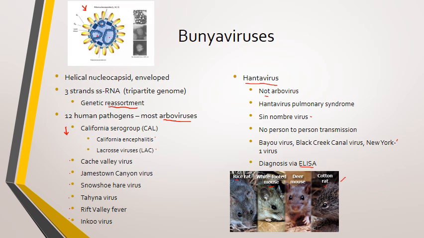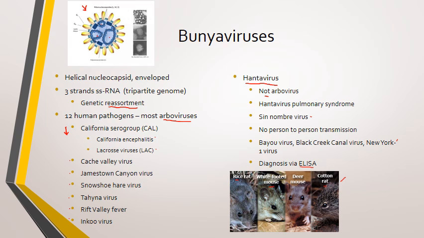And then we have the sort of one of these things is not like the other group, and that's the hantaviruses. I'm sure you've heard about them. They've been in the news. Hantavirus is a bunyavirus, meaning it has the tripartite genome. It is helical, nucleocapsid, and it is enveloped. However, it is not an arbovirus.